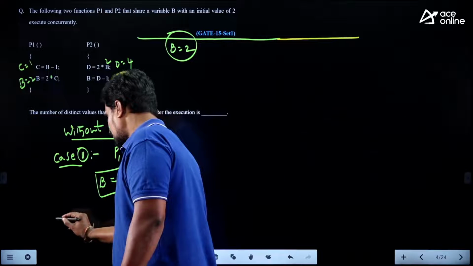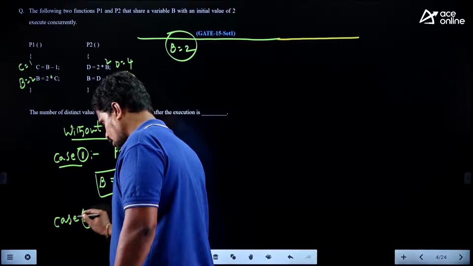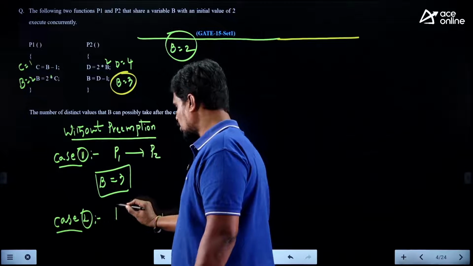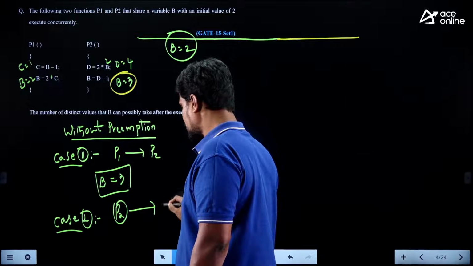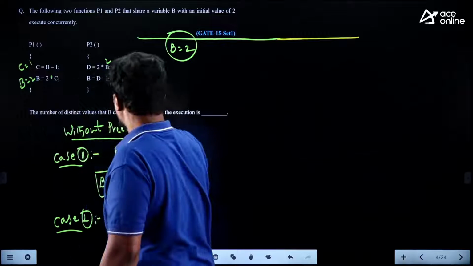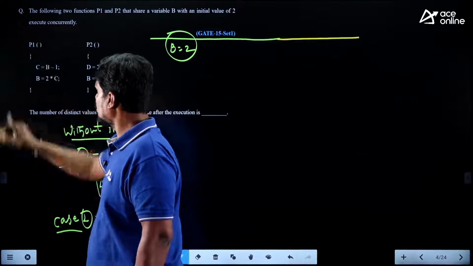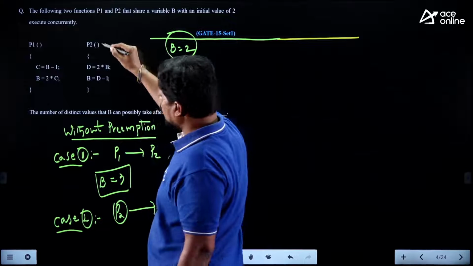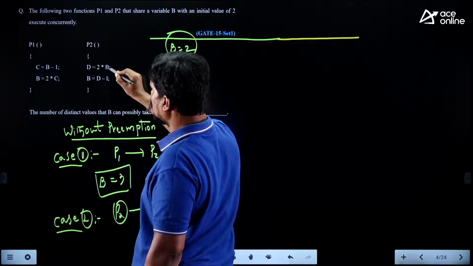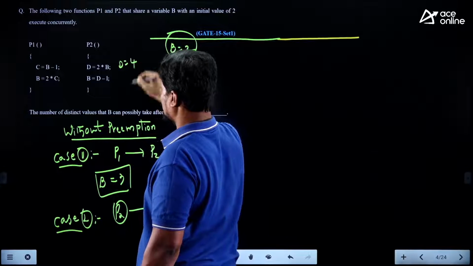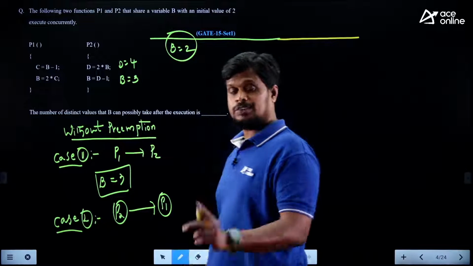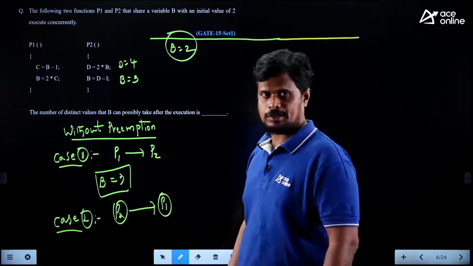Okay, right. So coming to the second case, in the same non-preemption, without any preemptions, first I am executing P2 and then I am executing P1. Then what is the value that I am going to have? Verify. So first I am going to execute P2. What is the B value? 2. So D is equals to 2 into B, which is D is equals to 4. Then B is equals to D minus 1, which means the B value is 3. So after finishing P2, you have B value 3.